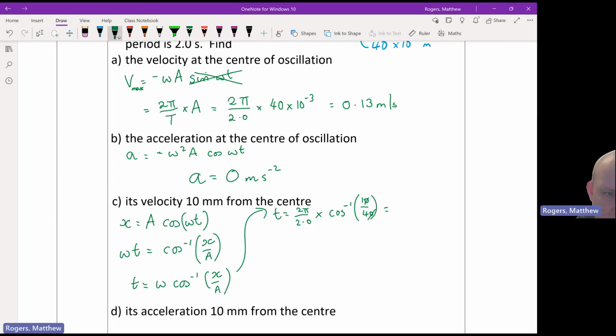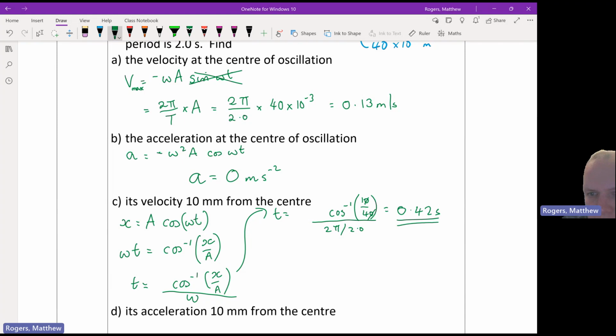I've done the wrong thing here, haven't I? I multiplied by omega. I should have divided by omega in here. Let's put that right. So this is over 2 pi over 2. That's right, I had an answer that was bigger than 2 seconds, which is obviously going to be wrong. So I need to do the inverse cos of 0.25 and then divide by pi. There we are, so 0.42 seconds.